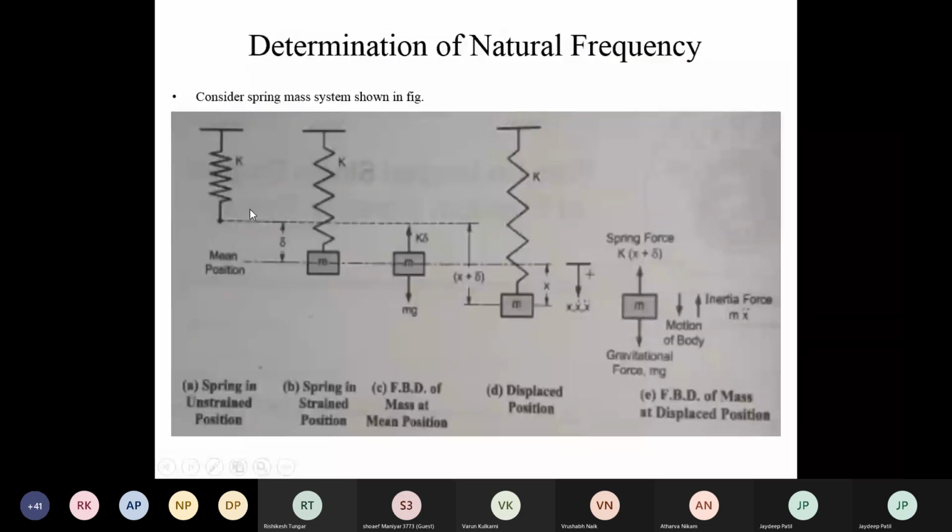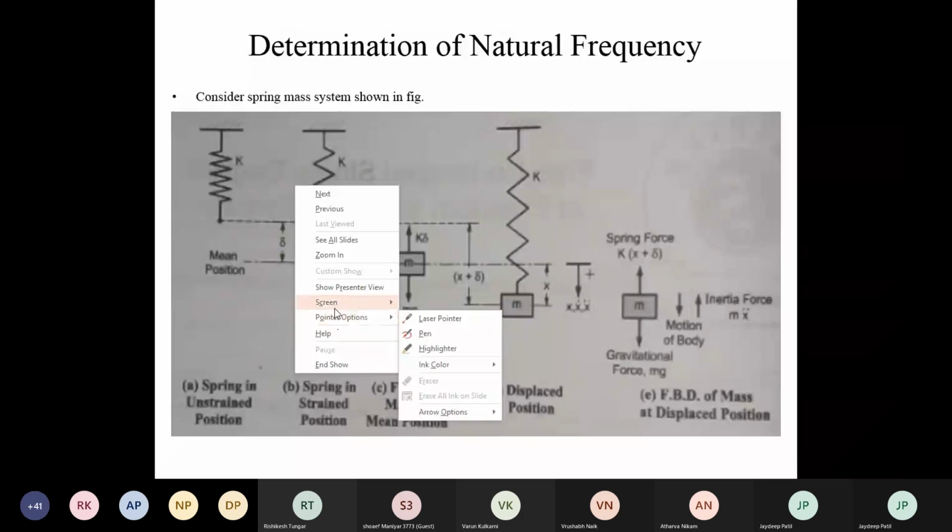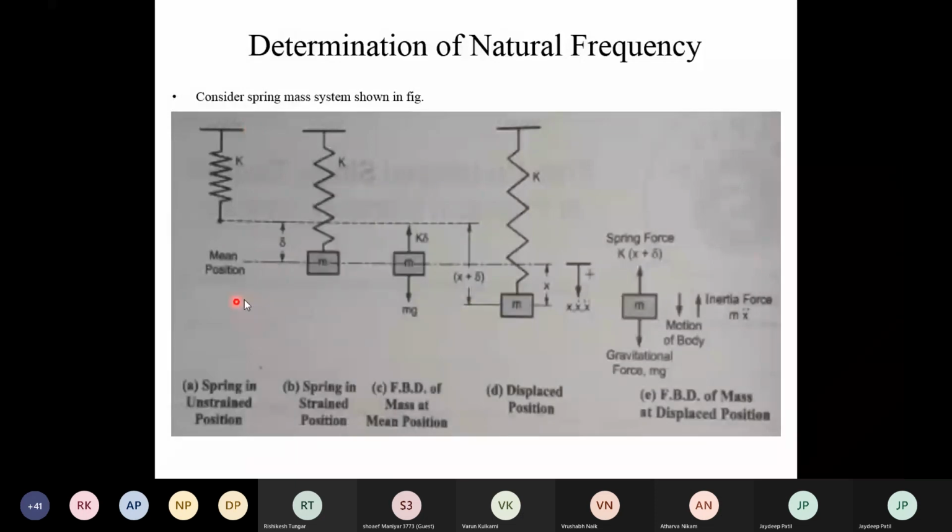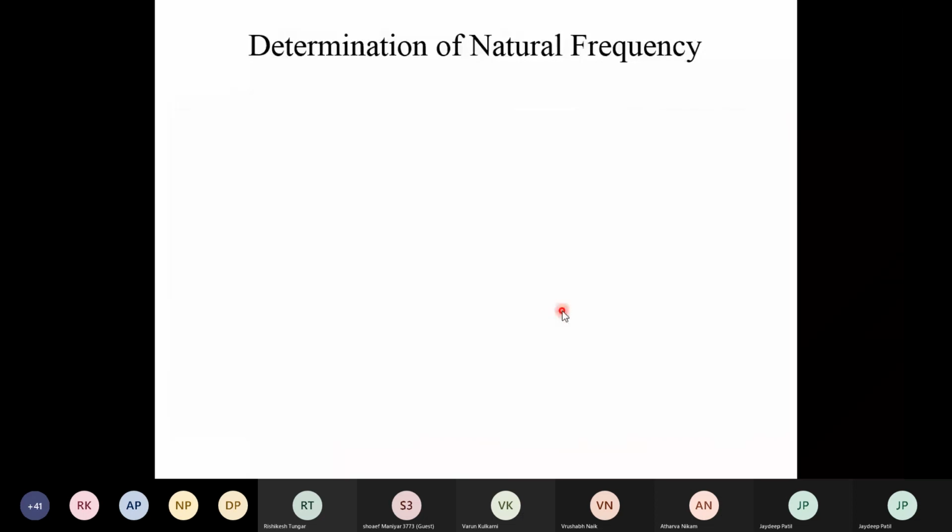Now here, this is your spring suspended vertically in the initial position. The second figure is your spring in the static position. Now you can see it is the mean position. Third is a free body diagram of the mean position. Now the fourth figure is your displaced position, meaning you have to apply the force. You will get the extreme displacement of that mass. Okay, now the different positions. Got it?